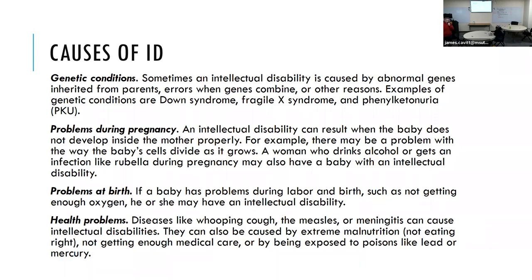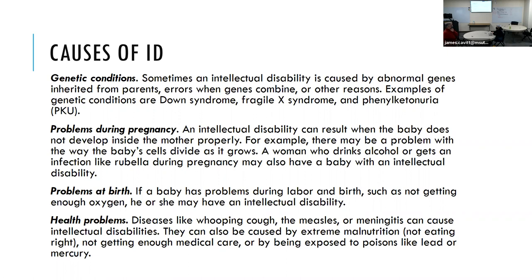Causes of intellectual disability, this is just some generic stuff because for the majority of them, we have no idea. But genetic conditions like Fragile X or Down syndrome, PKU, which is related to the diet of the mother, and fetal alcohol syndrome is the only preventable cause, because the mother can simply choose not to drink alcohol. There's not a safe level of alcohol; you just have to avoid it during your pregnancy.